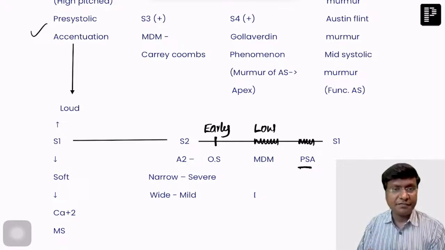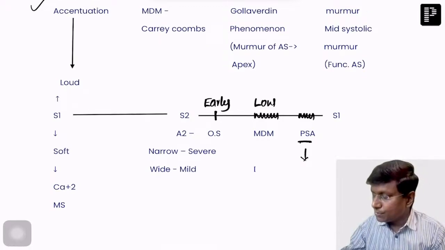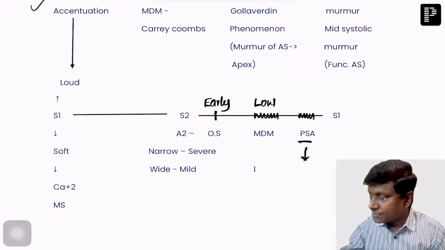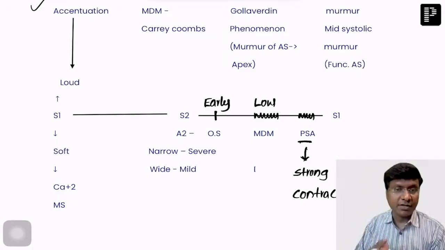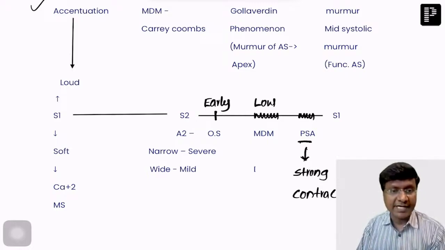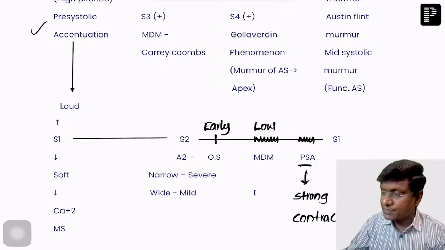Now, the mechanism of the presystolic accentuation in mitral stenosis is strong left atrial contraction. Due to strong left atrial contraction against the stenosed mitral valve, you will hear the presystolic accentuation. Okay, so this is about the auscultation in patients with MS.